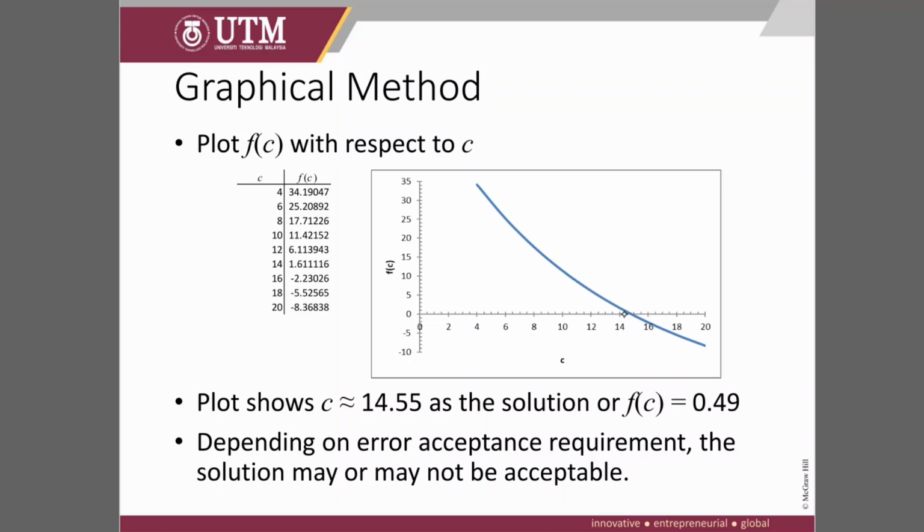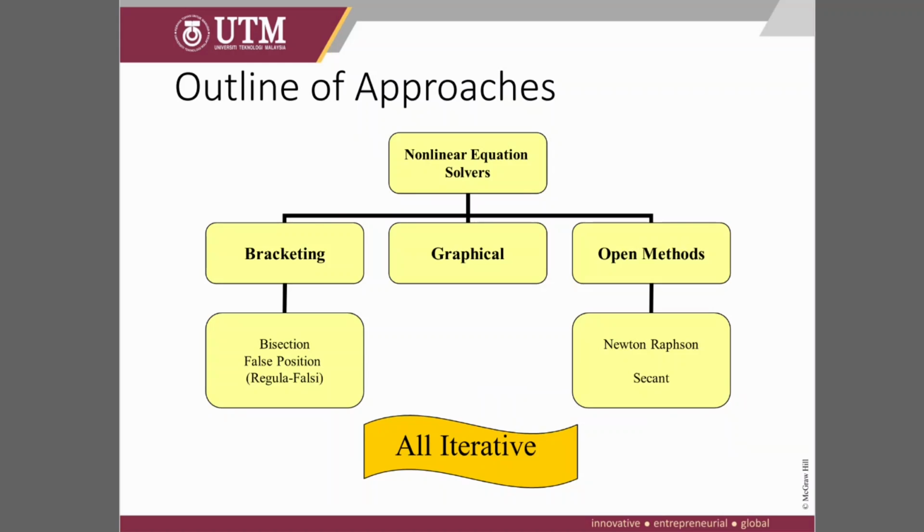We noticed that when the function intersects the x-axis, this is where the root is. If we zoom in, it is about 14.55. Yet if you look at the solution, f(c) equals 0.49. But if the solution is correct, f(c) should equal 0. So the problem here is, do we accept this kind of error, or do we not accept this kind of error? So let's go back and see now.